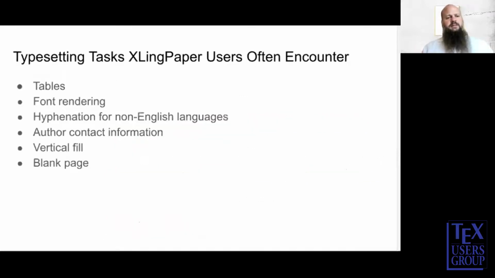Some other typesetting tasks that XLingPaper users often encounter are tables and font rendering. Using Unicode fonts is highly encouraged. Hyphenation for non-English languages is an issue that several users have encountered and avail themselves of those tools. Authors' contact information is often important when you're working across different documents, and it makes it easy to do that. Vertical fill and blank page, those are all important tasks.